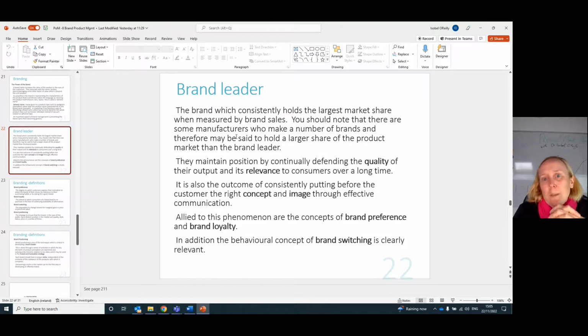They maintain their position by continually defending the quality of their output and relevance to consumers over a long time. It's also the outcome of consistently putting before the customer the right concept and image through effective communication. So the right kind of marketing campaign. Allied to this phenomenon are the concepts of brand preference and brand loyalty. In addition, the behavioral concept of brand switching is clearly evident. So brand switching, as the name suggests, is people who may previously have been loyal to one brand suddenly changing and buying a different brand, and maybe swapping back and forth depending on where the offers are.